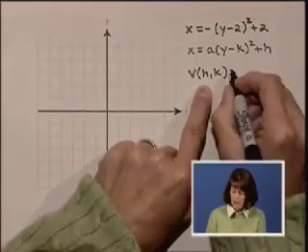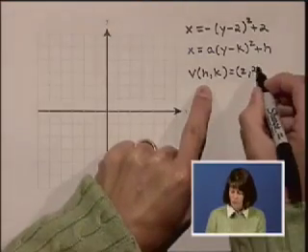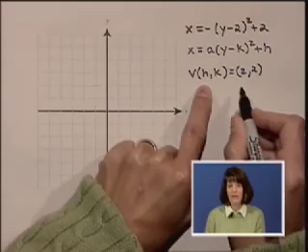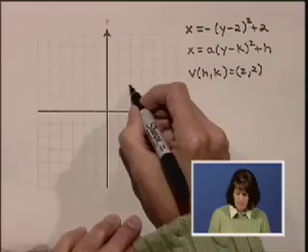Here, h is equal to 2. k is equal to 2 as well. So this parabola has a vertex at the point (2, 2). Let's locate that.